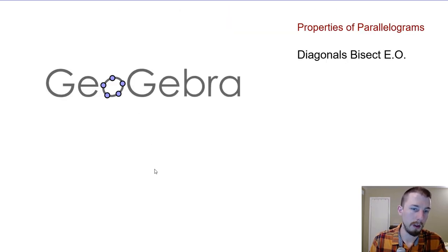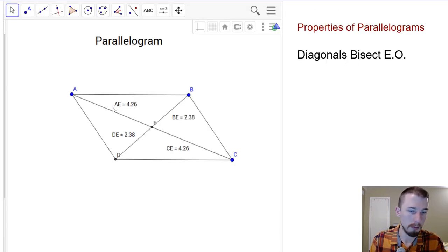Now let me show you that with the GeoGebra widget again, just so you can see it move in space. So AE, which is this part here, and BE, which is that part, and then CE, and then DE, which is that part. So you can kind of see where these are matching up. Well, the 4.28 is the same as 4.26 here, and the 2.38 is the same as that 2.38.